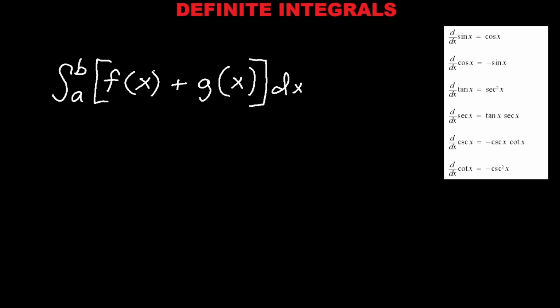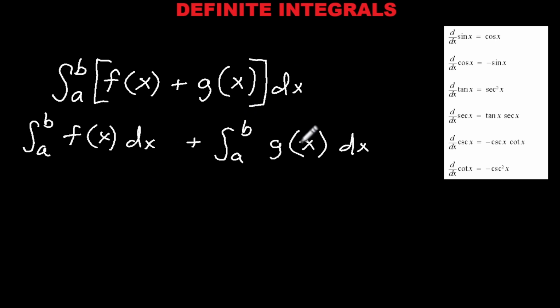If we are asked to find the integral of f of x plus g of x dx from a to b, that is the same as the sum of the individual definite integrals. And the same works when we are subtracting the two functions up here. This would become a minus sign again. So the definite integral of f of x minus g of x dx is the same as the definite integral of f of x dx minus the definite integral of g of x dx.